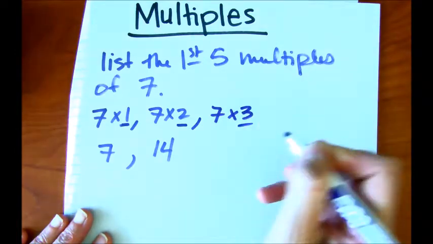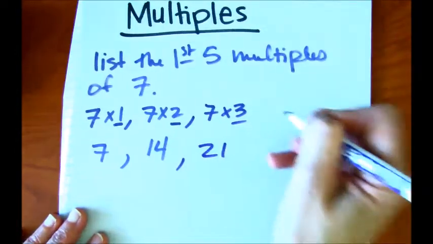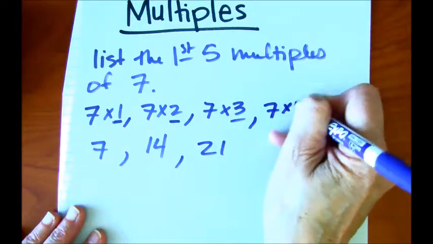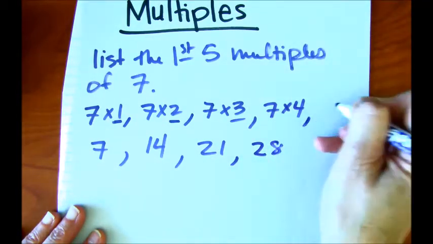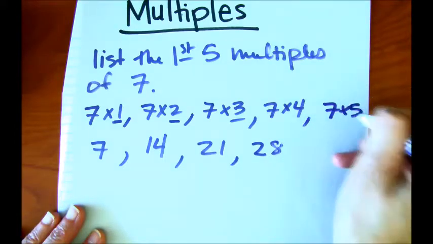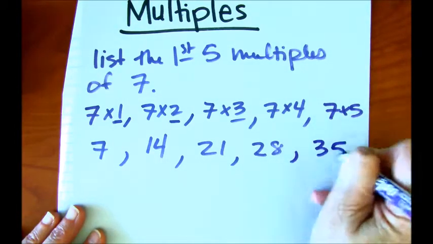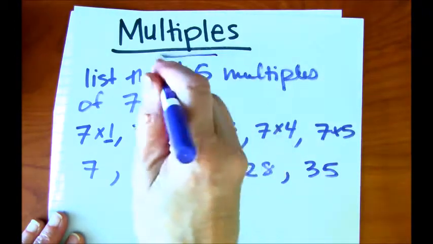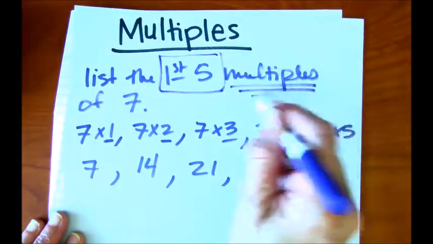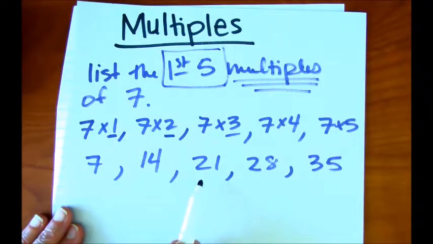So we start with times 1, then we're going to go times 2, and sure enough, we're going to go 7 times 3, which is 21. 7 times 4 is 28. And the last one, 7 times 5, is 35. Because remember, we're just going to find the first 5 multiples. 7, 14, 21, 28, 35.